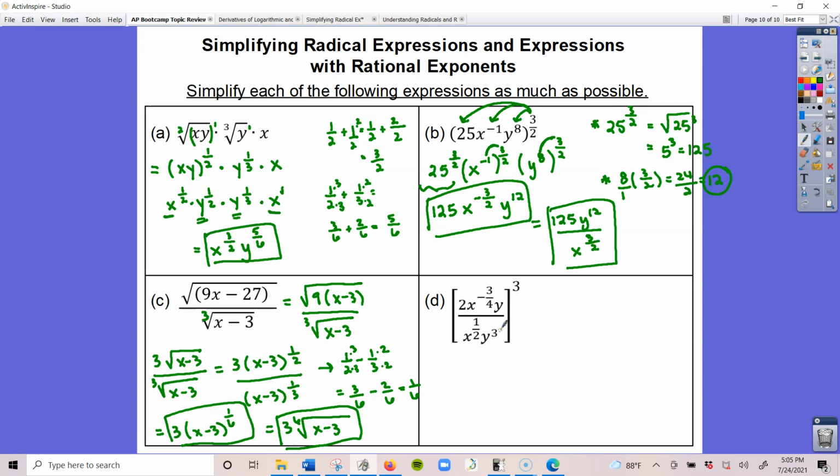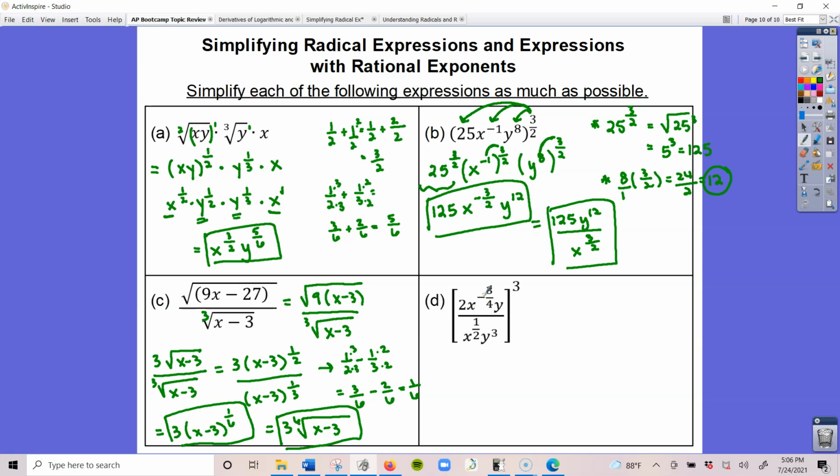Now, last one here. We have 2x raised to the negative 3 over 4 times y, all divided by x raised to the 1/2, y to the 3rd, and then everything is being raised to the 3rd power. Before we go ahead and apply that exponent, we're going to see about simplifying what's inside of these brackets, which function the same way as parentheses. In the numerator, there's nothing I can do because these are all different terms, and same in the denominator. So we're just going to apply those rules of exponents for our common bases.